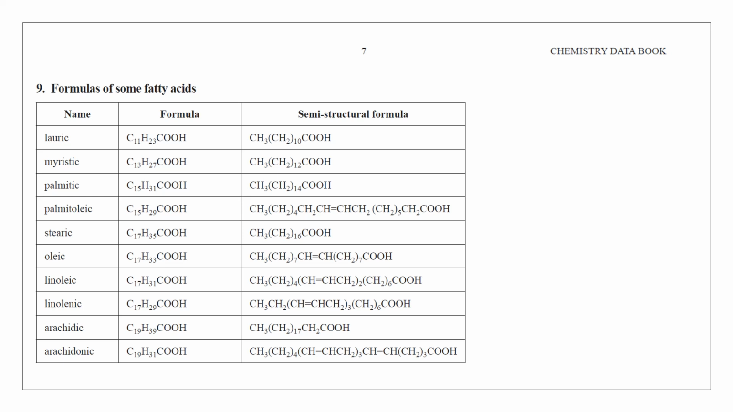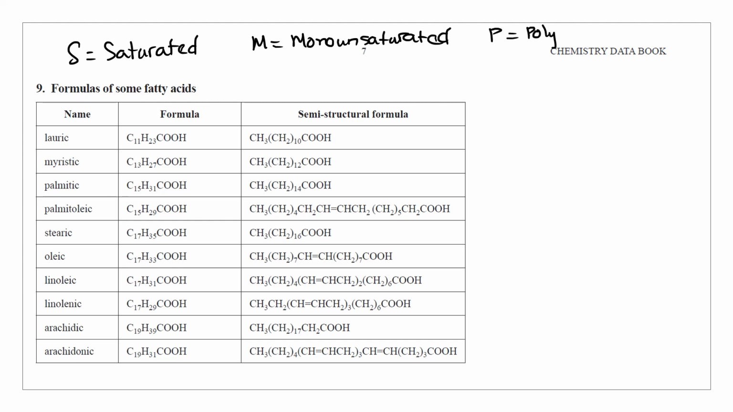So obviously, let's classify them as S for saturated, and maybe M is monounsaturated, and P is polyunsaturated. If we go with that, I think it's fairly easy to classify. So obviously these 4, and 5, these would be saturated fatty acids. The monounsaturated would be palmitoleic, for example, or oleic.